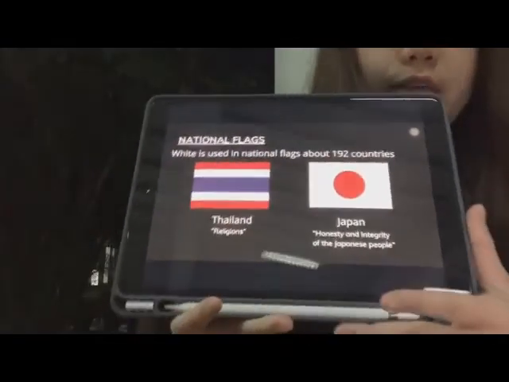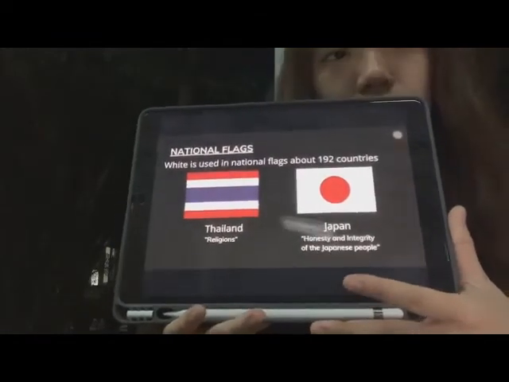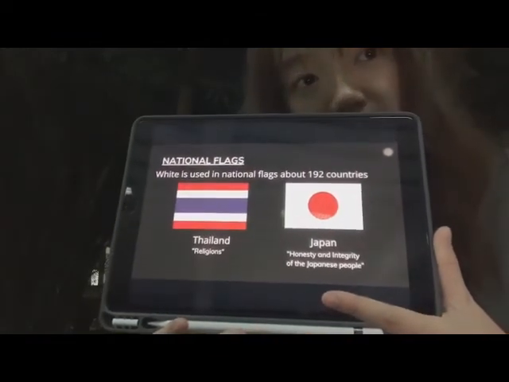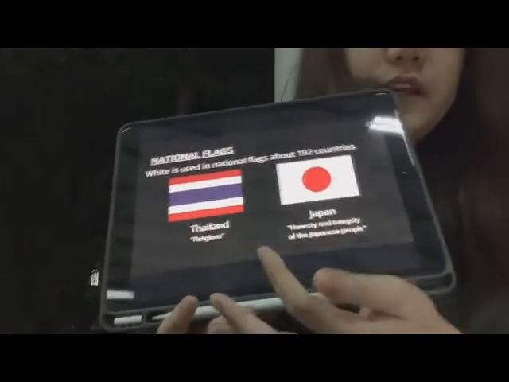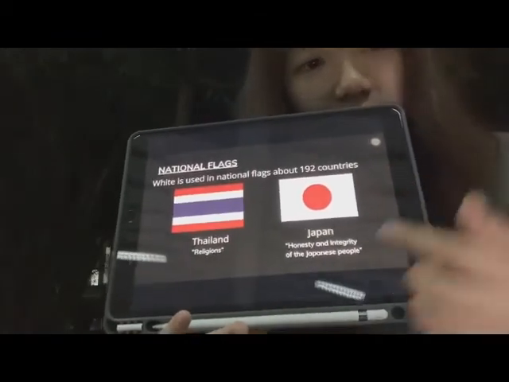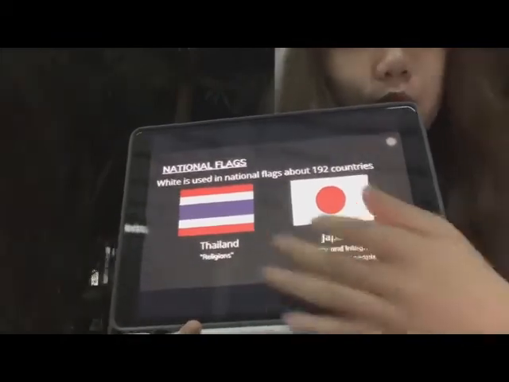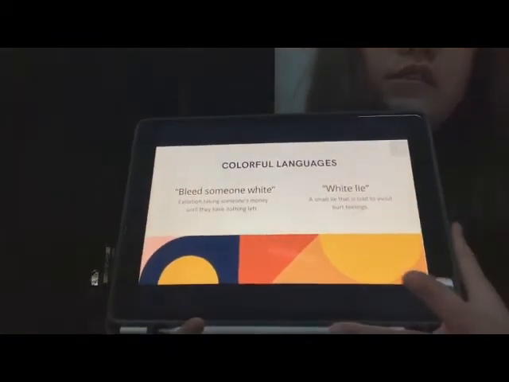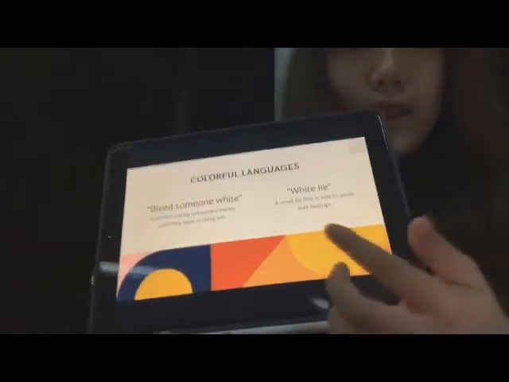There is white in many national flags in the world. It is used in about 192 countries. In Thailand, the white in the national flag means religion, and in Japan, it means honesty and integrity of Japanese people. The example idiom related to white that I choose is white lie.